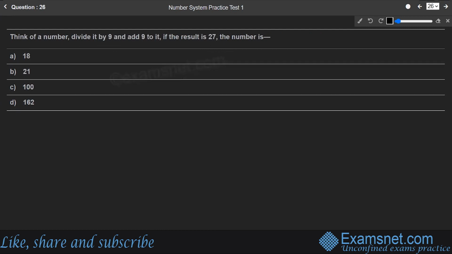Think of a number, divide it by 9 and add 9 to it. If the result is 27, the number is? So he has asked us to think of a number. Let the number that we think of be x. We'll again try to frame the conditions and make an expression, an equation out of it, and then try to solve the equation. So let the number be x. He said divided by 9. So let us do it. x by 9.